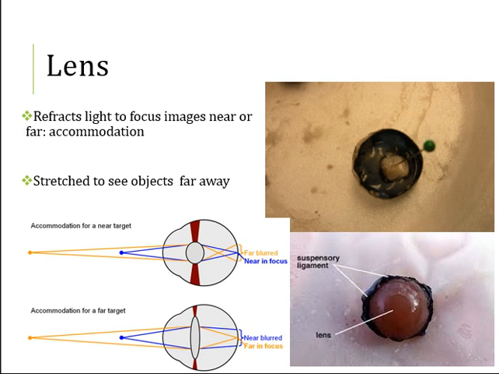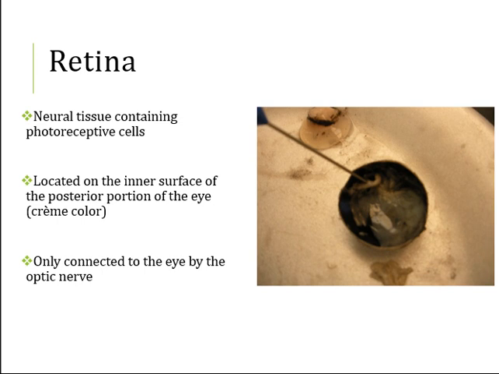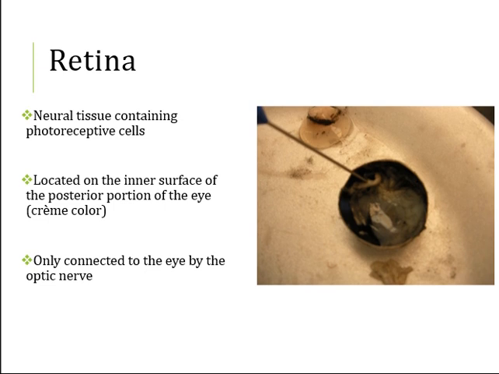So moving on to the retina, that is all the way in the back of the eye, and that's neural tissue containing our photoreceptive cells. It's located on the inner surface of the posterior portion of the eye, and it might be a little hard to see where the pin is. I'll try to circle it. It's kind of a cream whitish color, and it's only connected to the eye via the optic nerve.